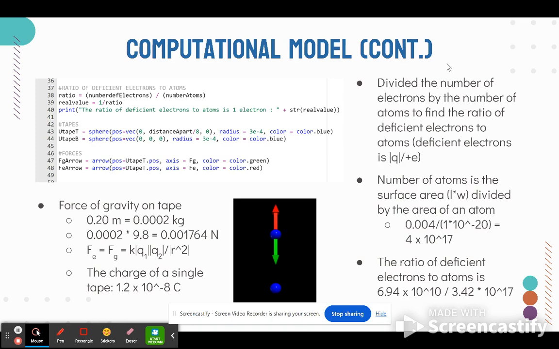For the electrical charge of a single tape, I also used Coulomb's law and the formula for the electric field of a point charge to find the tape's weight, where the force of gravity on the tape is its equivalent. So the charge of a single tape was thus 1.2 times 10 to the negative 8 coulombs.